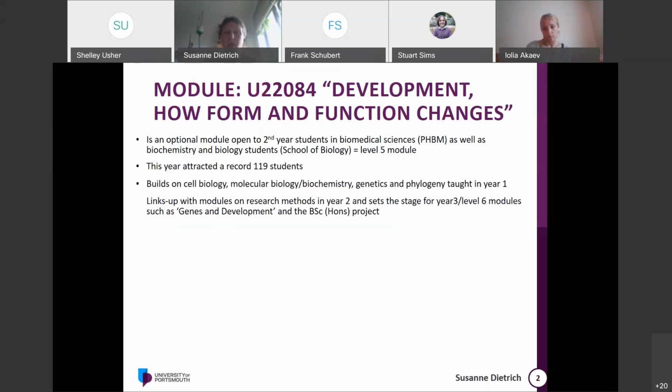It links up with other modules in the second year, such as, for example, research methods, and it also sets the stage for later development module that Frank will talk about towards the end of our presentation, and of course also the BSc Honours project. This module development, it introduces students for the very first time to embryonic, so I mean prenatal development.